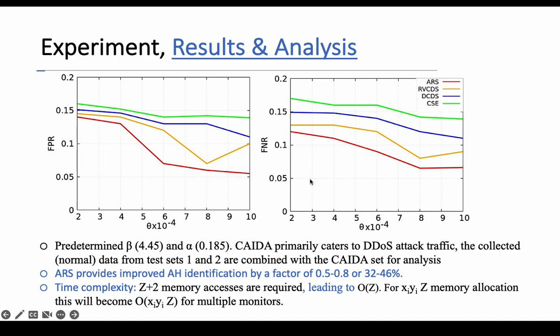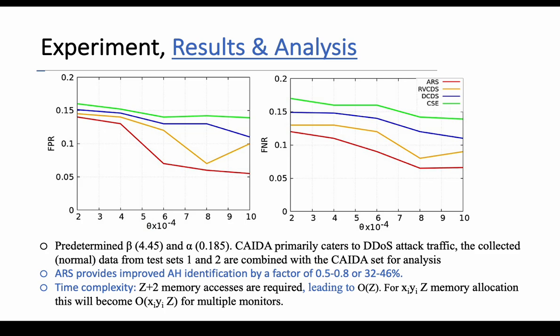Afterwards, ARS was applied to the real-world QIDA DDoS attack dataset, validating and comparing the FPR and FNR with variation in theta with a predetermined beta of 4.45 and alpha of 0.185. Because QIDA primarily caters to DDoS traffic, the collected normal dataset from sets 1 and 2 were combined with the QIDA set to analyze the functionality and relevance of AHID approaches. The results are shown in figure 7 in the paper.